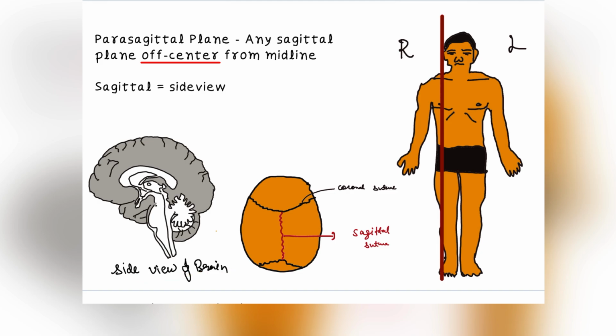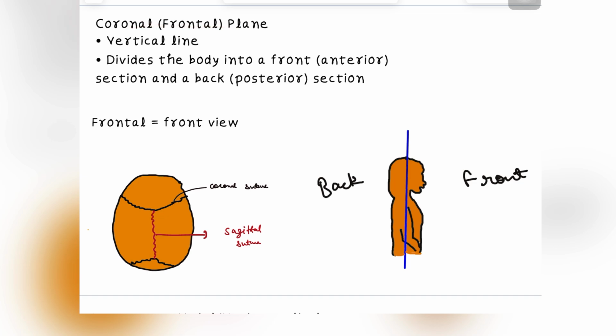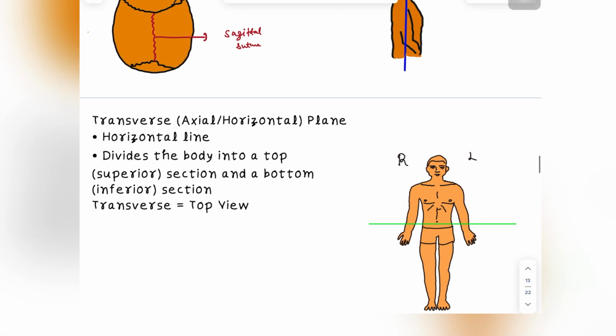Also, one most important thing is that a suture is named after this sagittal plane, that is the sagittal suture. As you can see, it is passing through the midline. So this is called sagittal. Now let's talk about the coronal plane, which is also called the frontal plane.